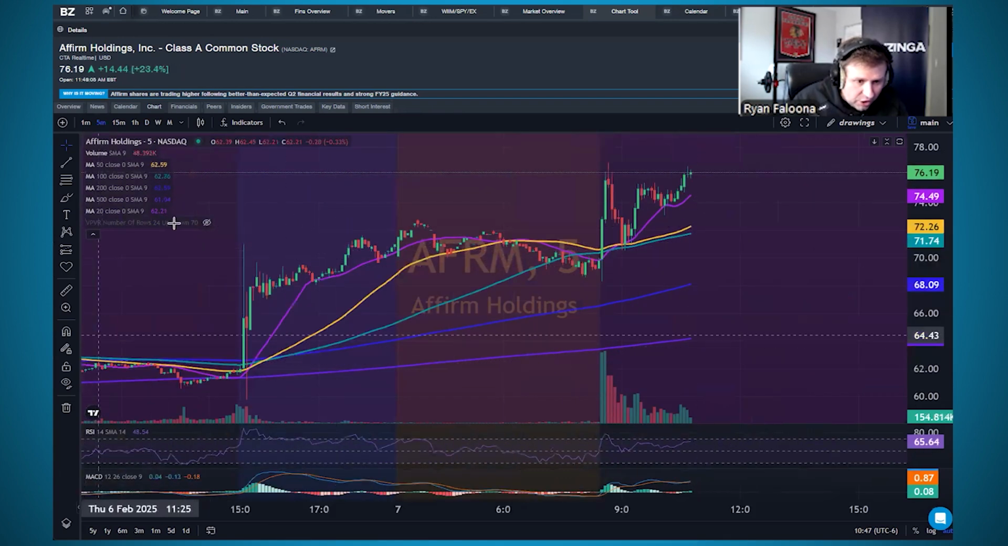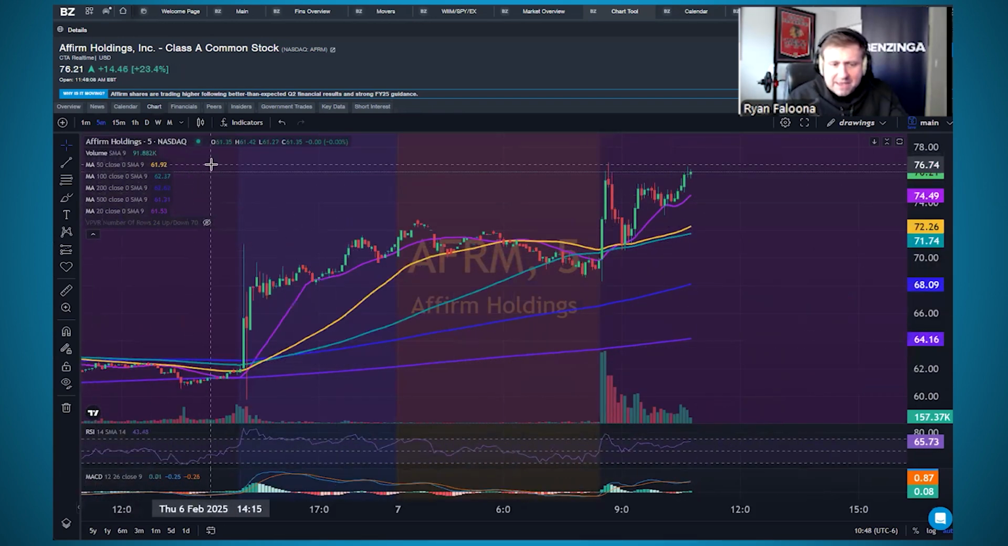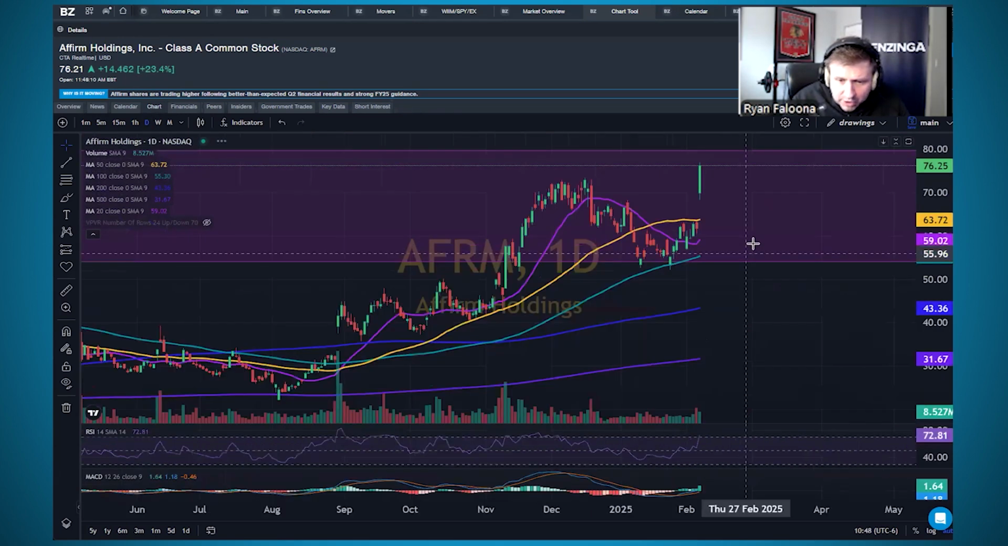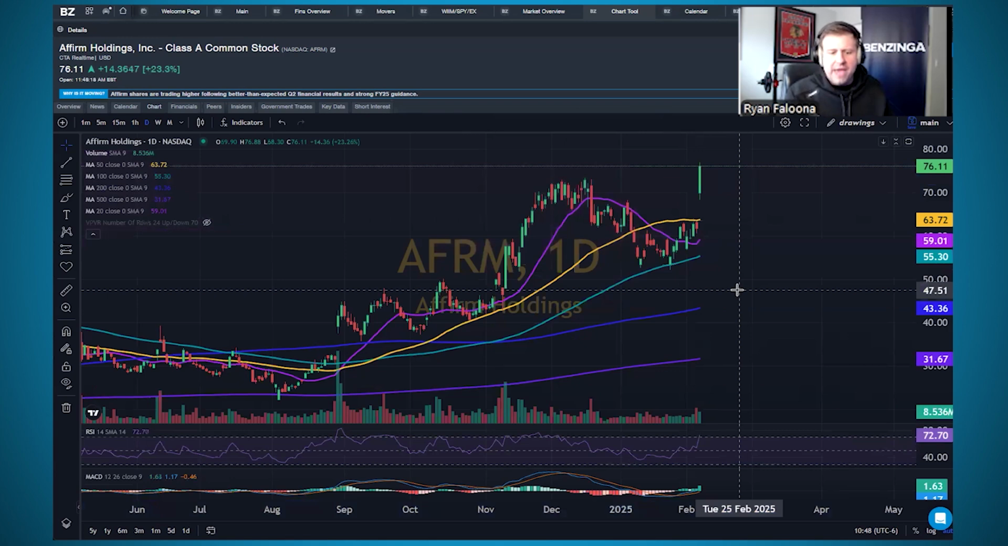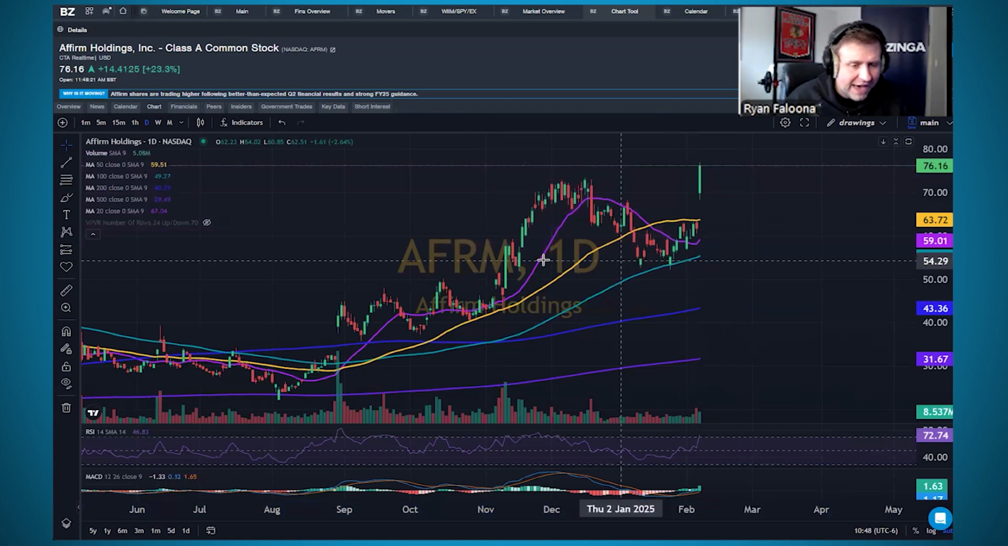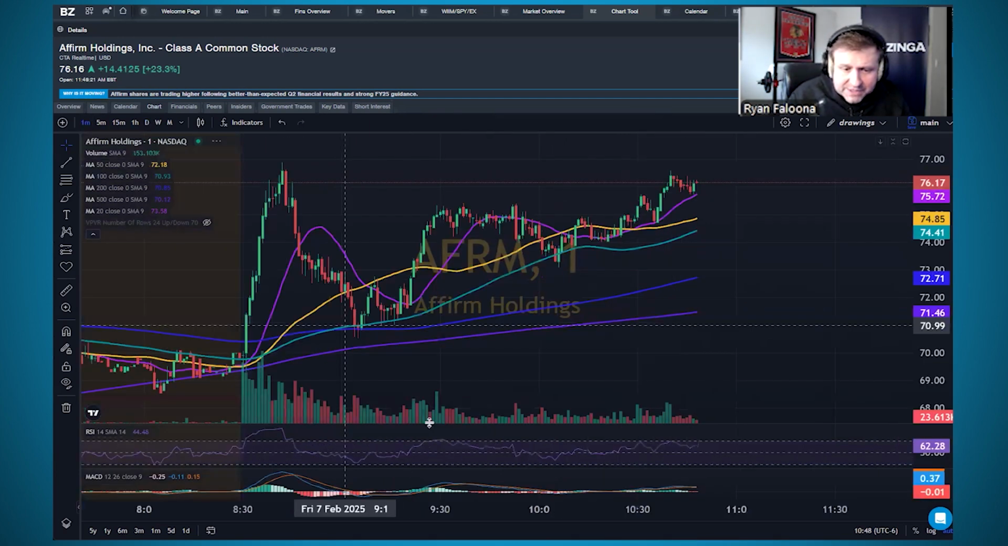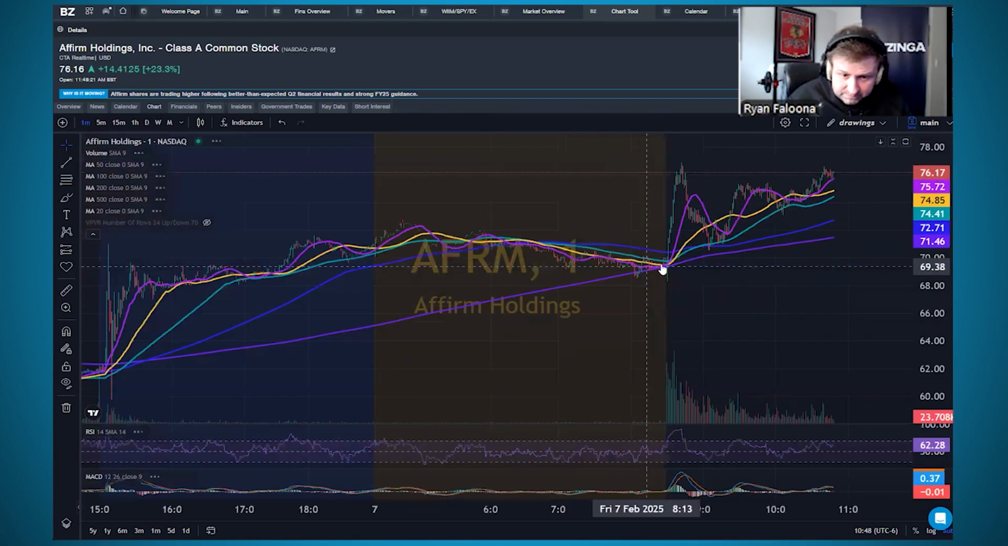To make this a little bit easier to see, let me go back here and hide this real quick. Let's go ahead and hide that drawing. Okay, then we're going to remove that purple box, but we identified some of those levels. They were 55 and 80. Now let's look inward at Affirm.